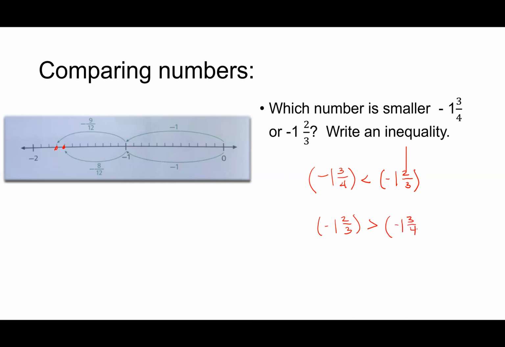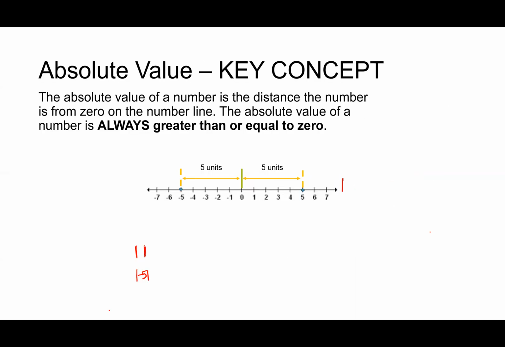Nice job. Okay, now we're going to take a little break and talk about something called absolute value. Oh, look at this, I have more coloring on my slides. The absolute value of a number is the distance the number is from 0 on the number line. This could be a little bit confusing, but we're going to talk about it now and again this year.